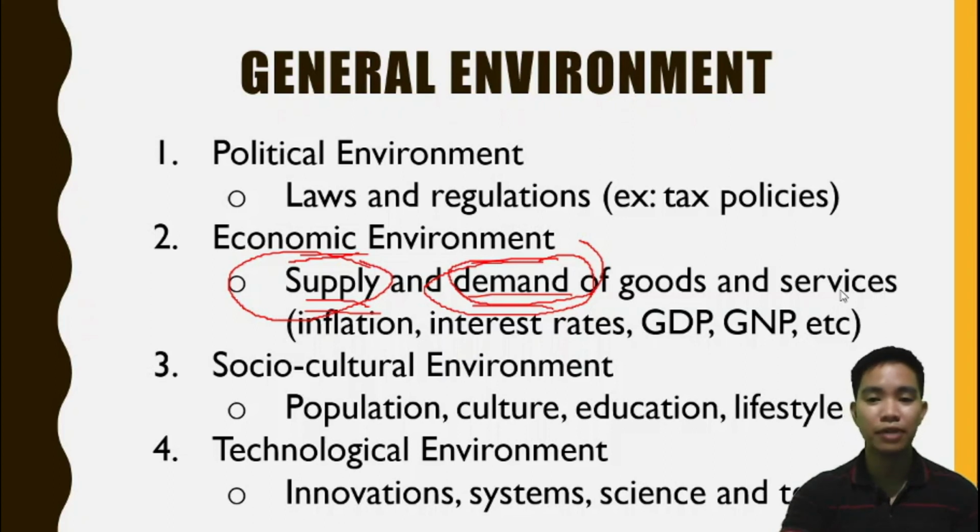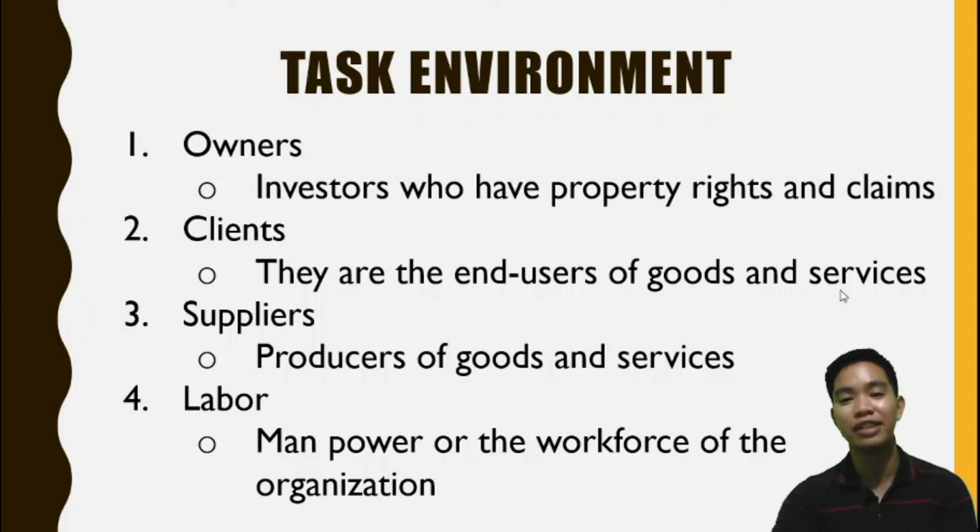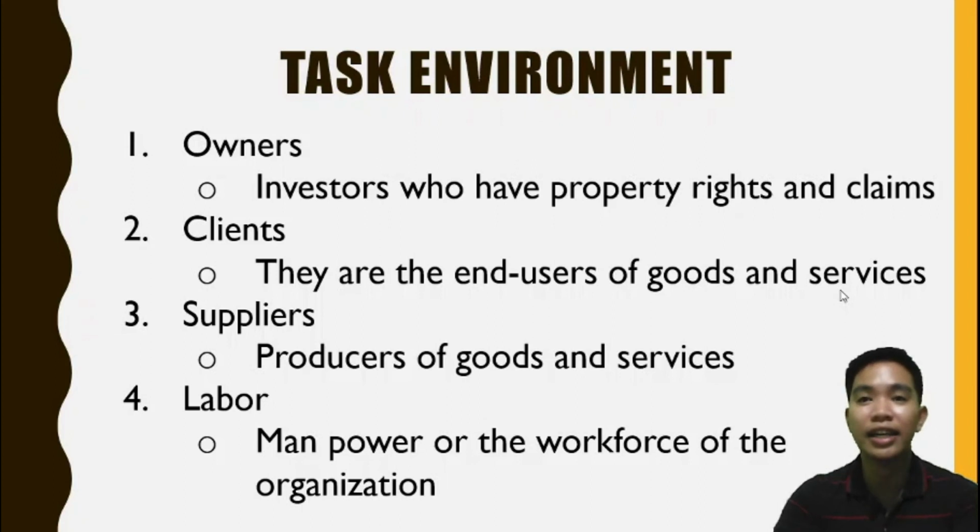So, next one would be the task environment. Ano naman itong task environment? These are now the factors that directly affects the organization. Bakit directly? Kasi sila mismo ay nandun. Sila mismo, kapag nawala itong mga to, wala na agad. Diba? Masakit. Mas masakit mawala ng mga ito. So, owners, clients, suppliers, and laborers. Kasi directly sila yung nag-ooperate, sila yung nagpo-produce, and sila yung nagmamanage ng organization.